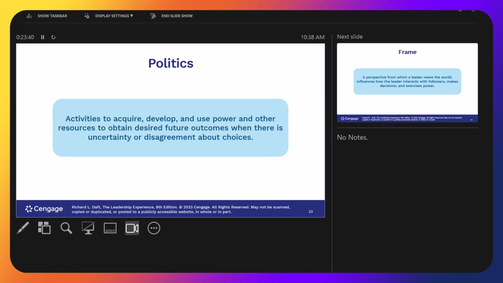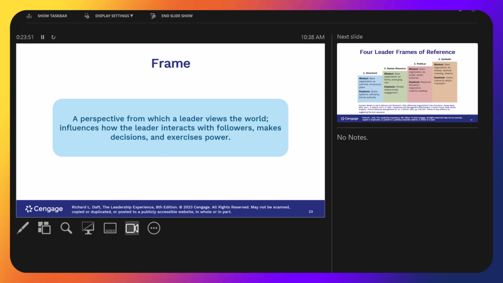Politics: activities to acquire, develop, and use power and other resources to obtain desired future outcomes when there is uncertainty or disagreement about choices. Frame: a perspective from which a leader views the world, influences how the leader interacts with followers, makes decisions, and exercises power. So it's how they view the world, how they interact with people, make decisions, and use the power. This is their frame. And that's individual. A lot of this has to do with who you are, where you're from, your personal experiences, as well as your education, training, and all the other things that come into play.